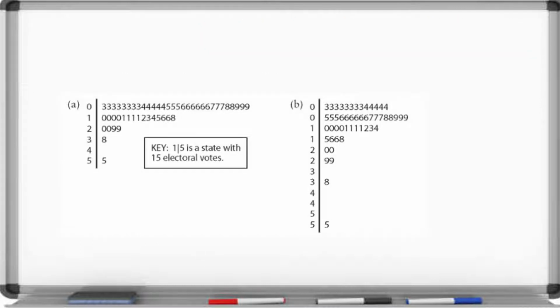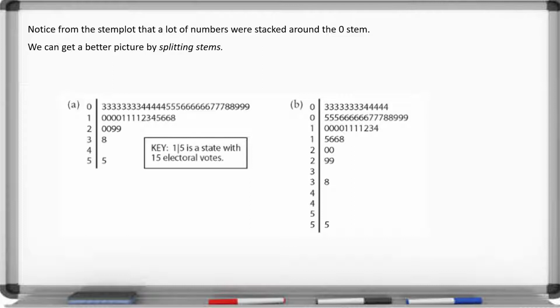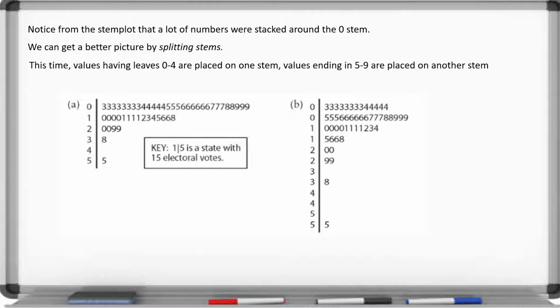Alright, so take a look at these two examples. One of them is actually the original that we did in the previous slide. The second one is known as a stem and leaf plot with stems being split. Notice that a lot of numbers in the original on the left stacked around the 0 stem. So if we want to get a better picture, we can do what we call splitting the stems, which means splitting each individual number stem into 2. In this case, the values for leaves 0 to 4 can be placed on the first stem, and the values ending in 5 through 9 can be placed on the other split stem.